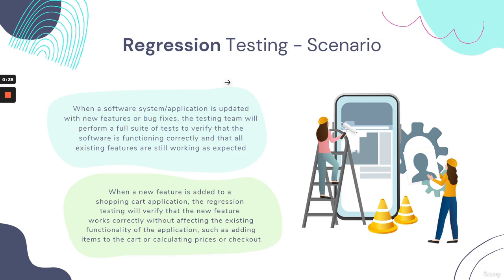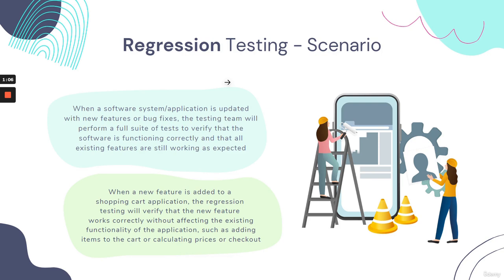Let's look at an example scenario of regression testing. When a software system or application is updated with new features or bug fixes, the testing team will usually perform a full suite of tests to verify that the software is functioning correctly as designed, and also that all the existing features are still working as expected, like before.